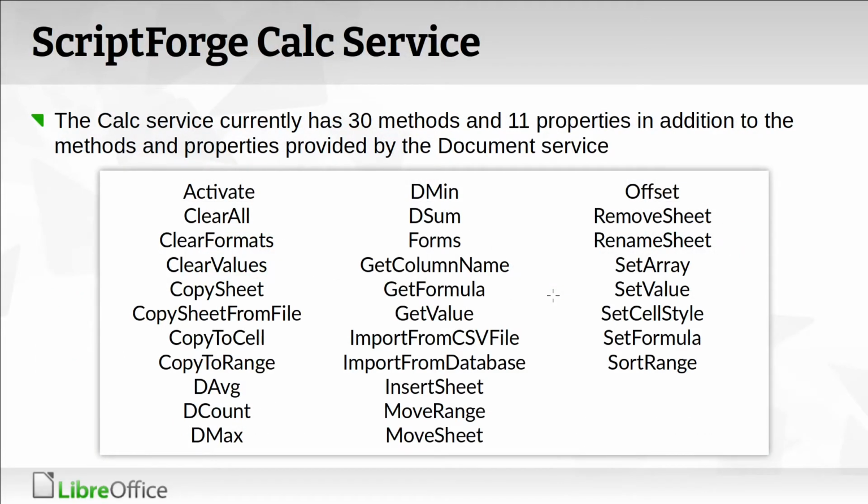Okay, now about the ScriptForge Calc service. The Calc service has 30 methods and 11 properties, and it's an extension of the document service, which is another service in the ScriptForge library that provides methods that are general for all types of LibreOffice documents. So today I'm going to focus on the methods that are specific to Calc.